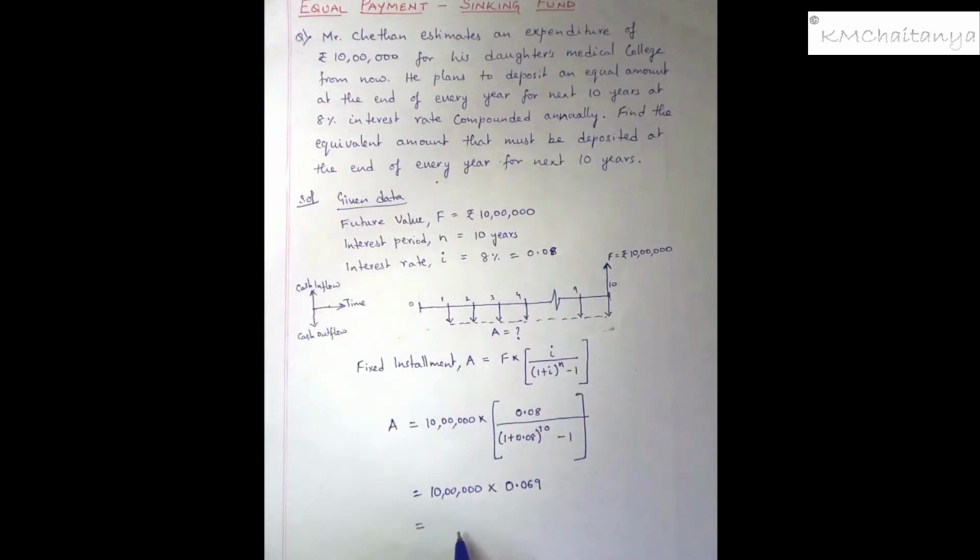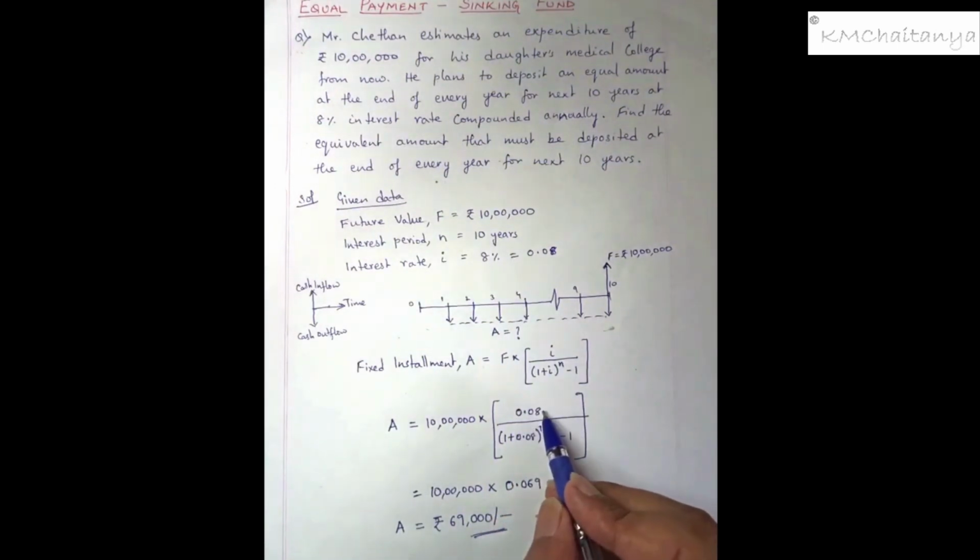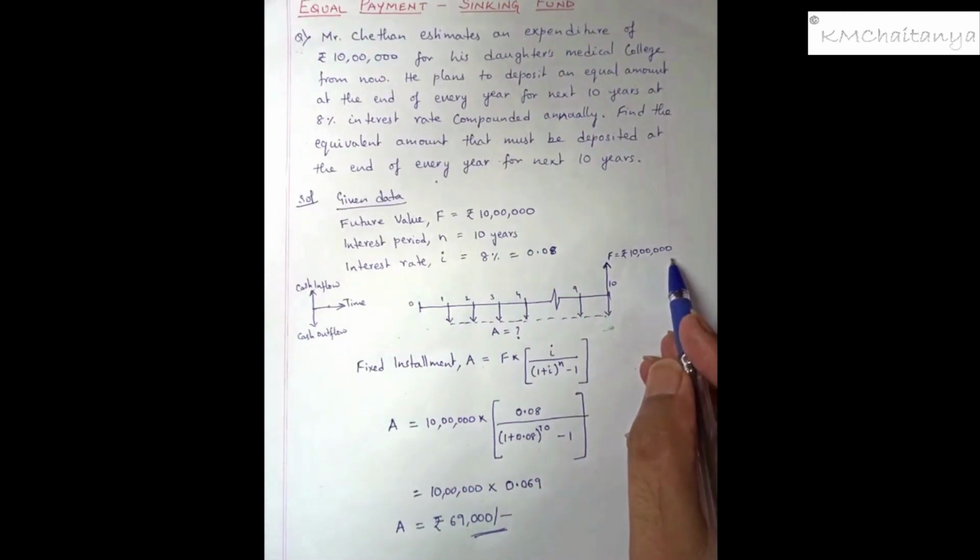This is fairly a simple multiplication. So the fixed installment A will be equal to rupees 69,000. So Mr. Chetan has to invest 69,000 every year for 10 years with an interest rate of 8% from the bank. He can get rupees 10 lakhs for his daughter's medical expenses.